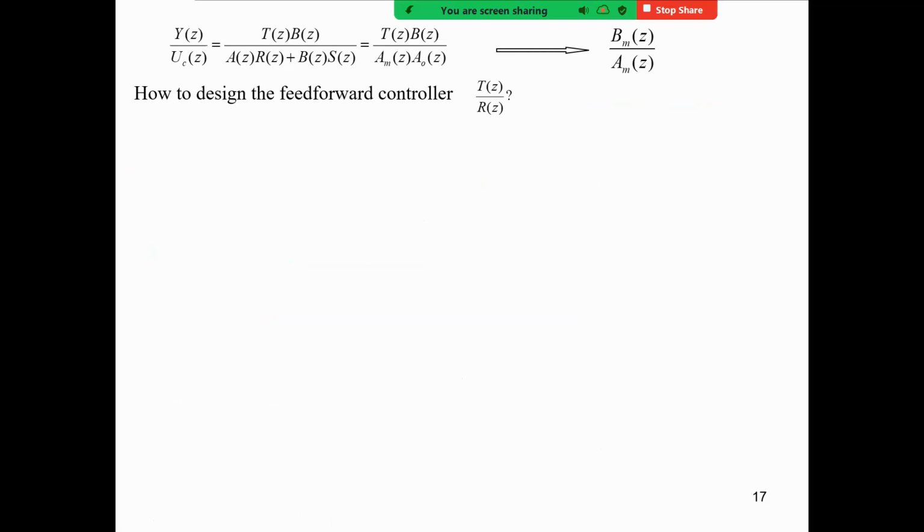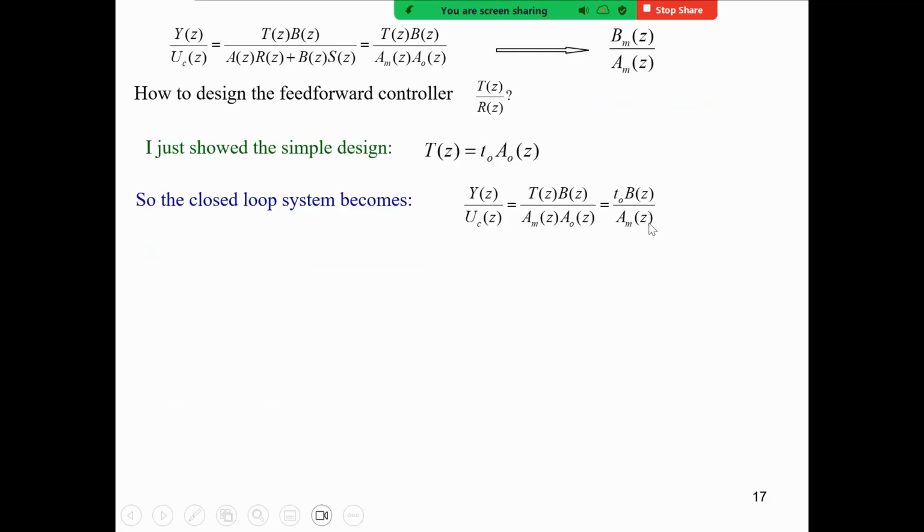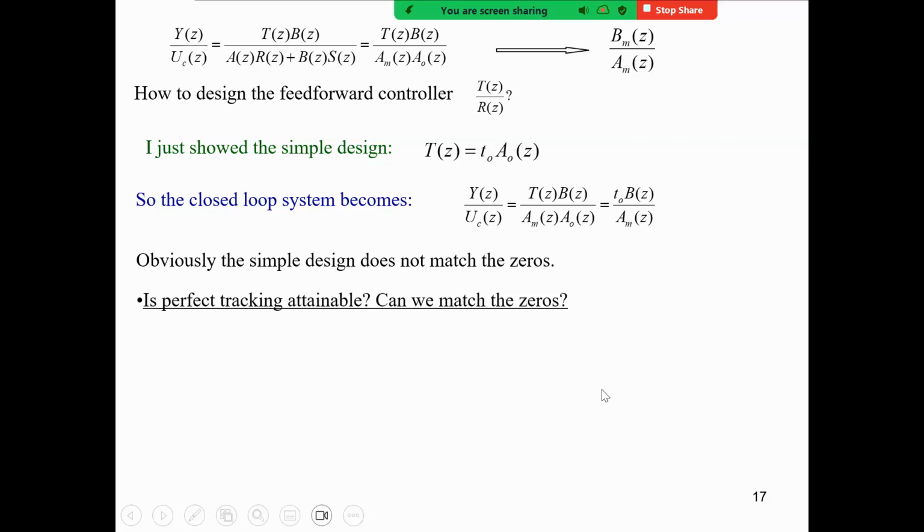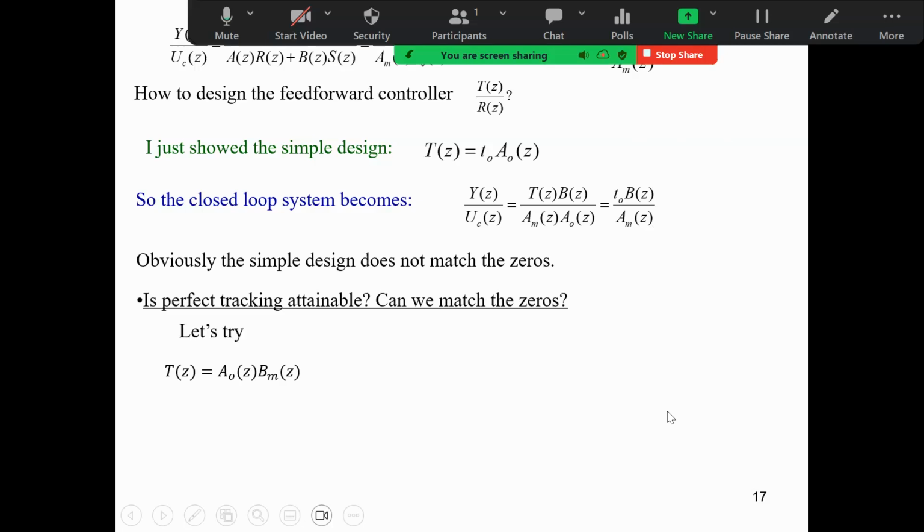So I just mentioned one simple controller which you can use. I put this T as T naught over A naught times A naught, and then this will be the closed system. If we compare this closed loop with the reference model, yes, there is a difference. But we want the perfect tracking. So the question is, can we do the perfect tracking? Can we match the zeros? We need to do something.